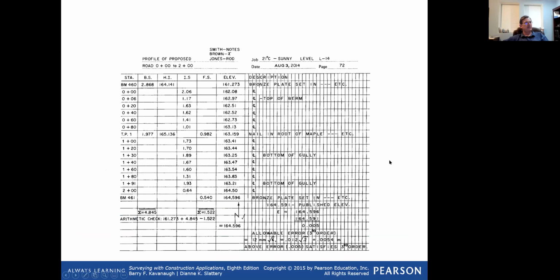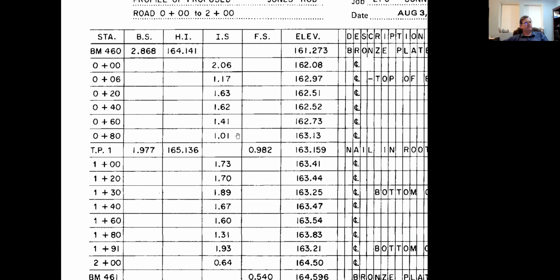Here's your typical field notes. Let me zoom in just a little. Again, you have that plus symbol when you come off the benchmark. This is where your elevation is. These are the negative shots over here. The IS is the intermediate shot. We don't really use that too much. Everything here would be really a FS on this side. And you would get to a turning point.